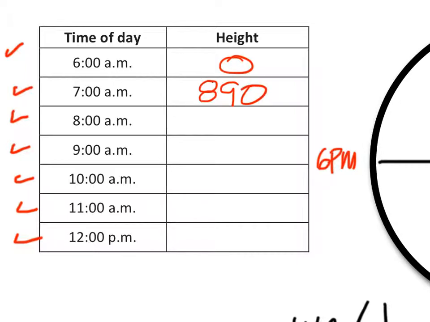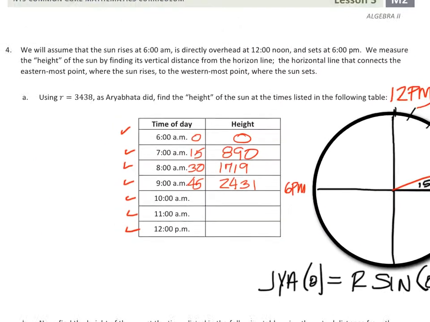Use that same thing for 8 a.m., except 8 a.m. is now what degree measurement? 30. So you would do sine 30 and then multiply by 3438. What is the height of the sun? 1719. What is 9 a.m.? What degree measurement? 45. So you can do sine 45 and then multiply it by 3438. What is the height of the sun? 2431. So, and we don't need to fill out the rest of that table. You get the point.